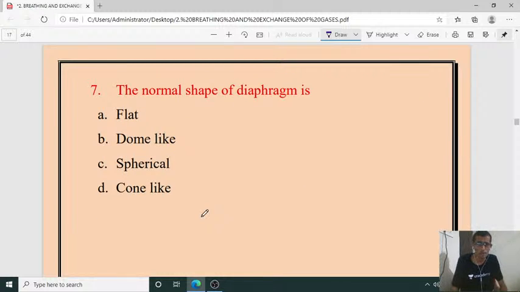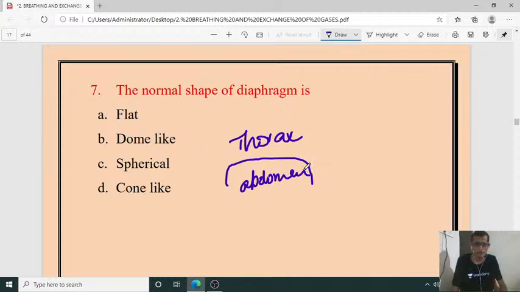The normal shape of the diaphragm is: so the diaphragm is a partition between the thorax and abdomen. Between the thorax and abdomen we can observe the partition, called the diaphragm. Usually it is dome shaped, or dome like. So B is the right answer, isn't it? It is not a cone, spherical or flat.